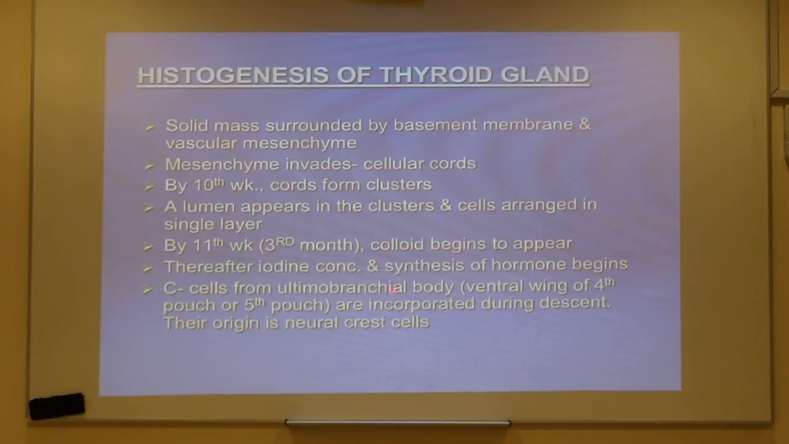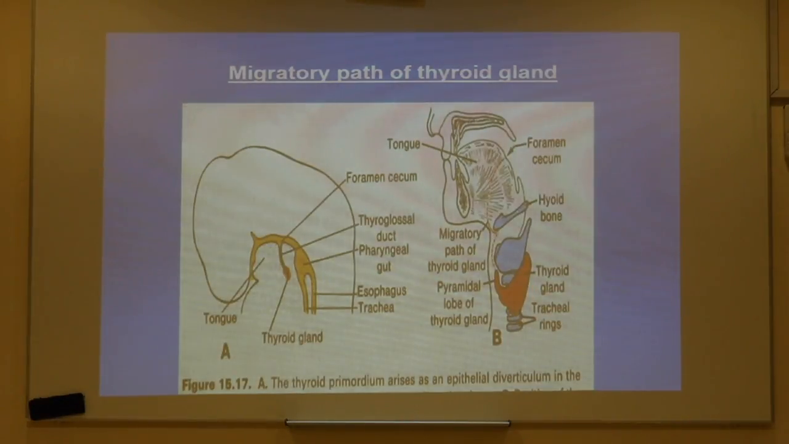C cells will come from the ultimobranchial body, which is coming from the lower part of the fourth pouch or the fifth pouch. You can see it here. This is the thyroglossal duct, which is giving rise to the thyroid gland. So this is the area which is called the foramen cecum. In the adult, the foramen cecum is at the junction of the anterior 2/3 with the posterior 1/3 of the tongue. And the thyroglossal duct is going to go all the way down, giving rise to the thyroid gland.